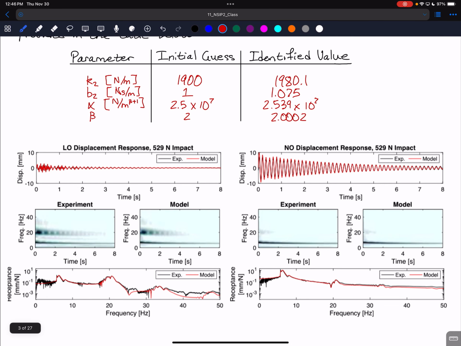Okay, so with that model, here is a comparison. On the left is the LO response for the impact that we used to do this identification. One thing I didn't mention is that the impact is actually applied to the NO in this case, so we're hitting the top floor, not the bottom floor. And then to the right is the comparison between the experiment and model for the NO. And again, you can see that we have a good agreement in time series as well as in the wavelet domain and the Fourier domain.